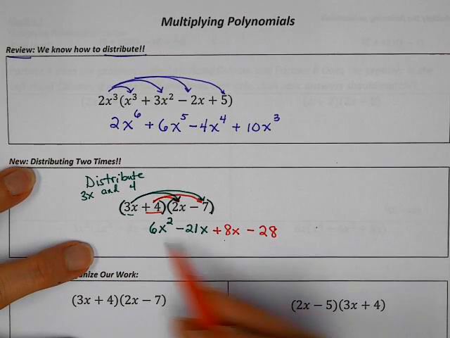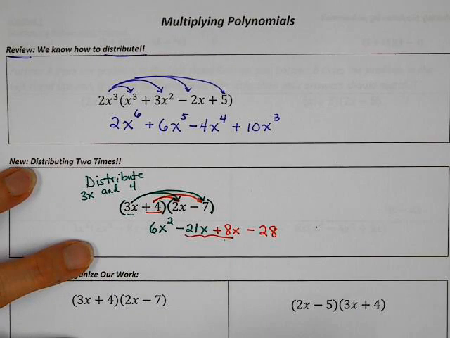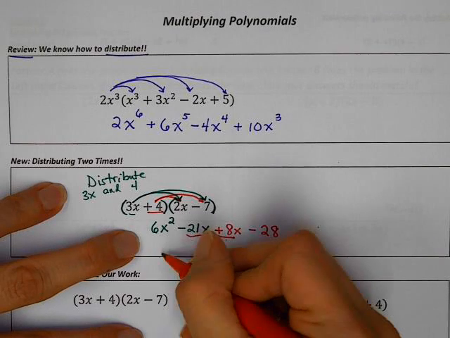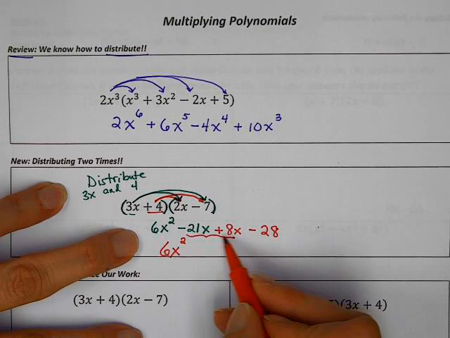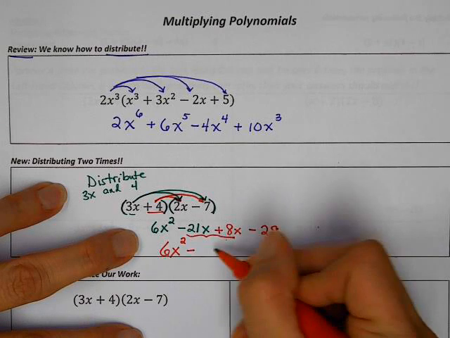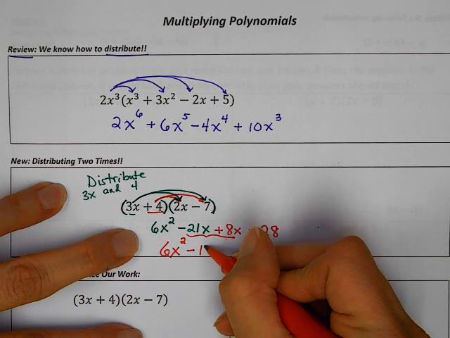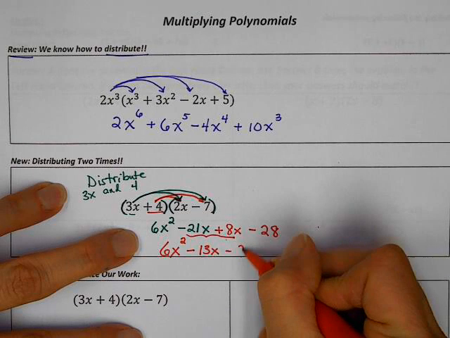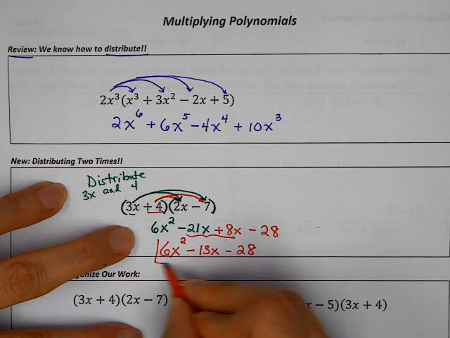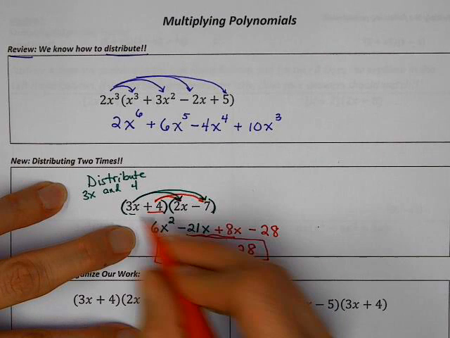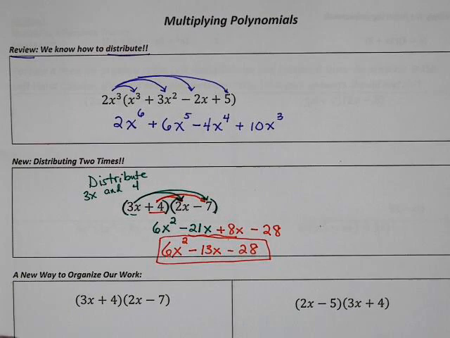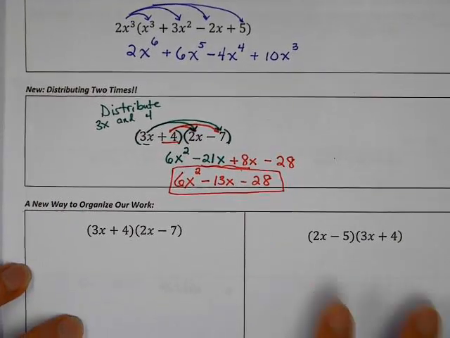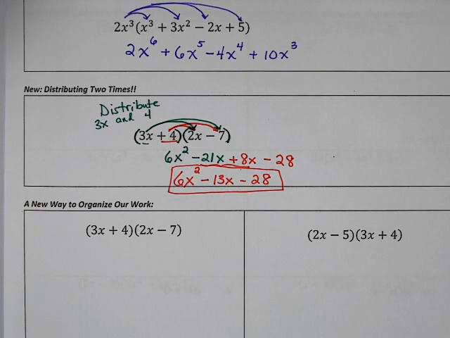And then you look, and these two middles right here can combine. So I'm going to combine the like terms. 6x squared stays alone. I've got negative 21 plus 8, so that's going to be negative 13x minus 28. When you multiply two binomials like that, you have to distribute two things. Now I'm going to show you a new way to organize your work to make it a little bit easier. This comes in handy, especially when the problems get a little bit bigger.